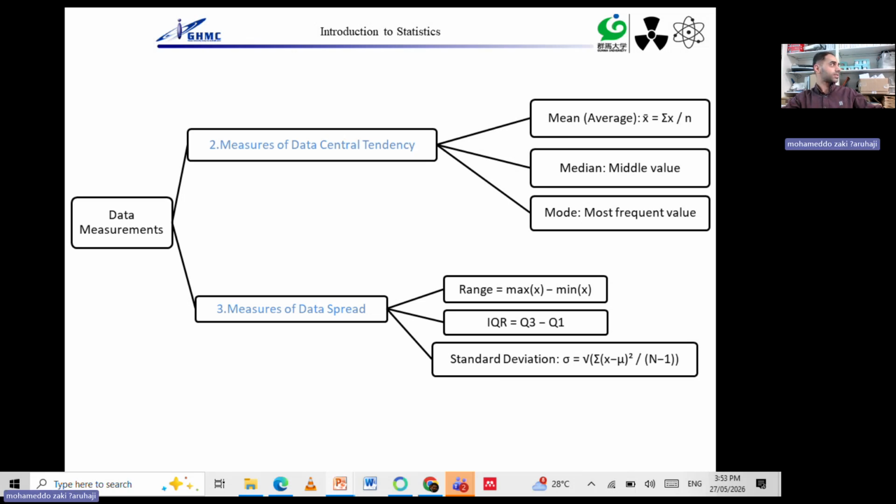What is IQR? Interquartile range. We will go into it later, and it is very amazing. Because of this IQR, we can find out something called the P value, the probability value, but we will come to it.